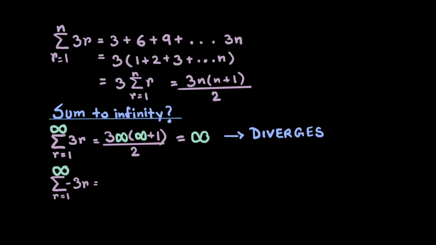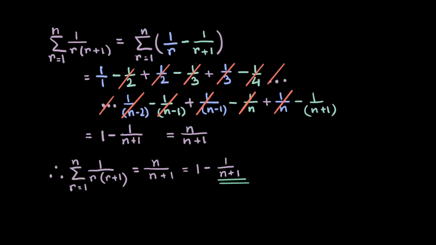If you consider the sum to infinity of minus 3r, you have negative infinity, which does not increase. This is decreasing. However, we have the same case of decreasing without any limit. So we say this also diverges.